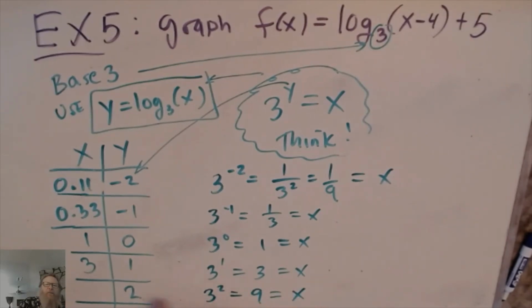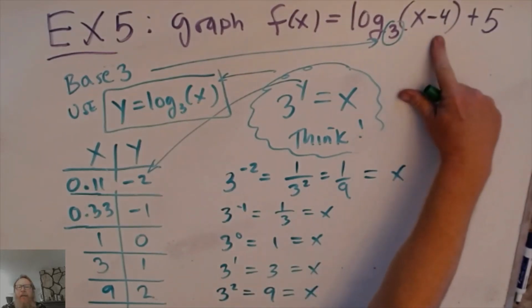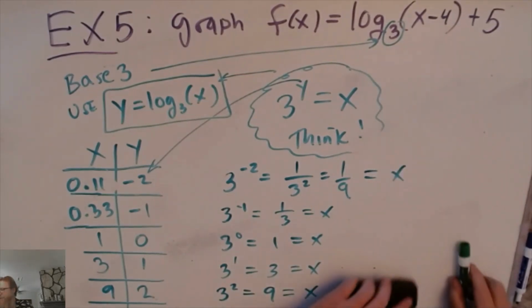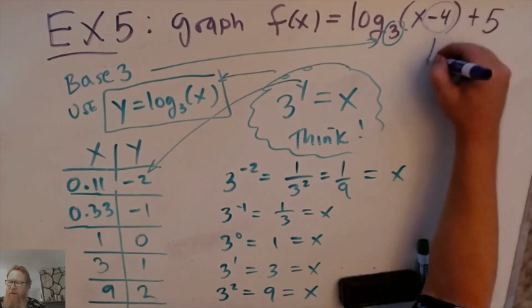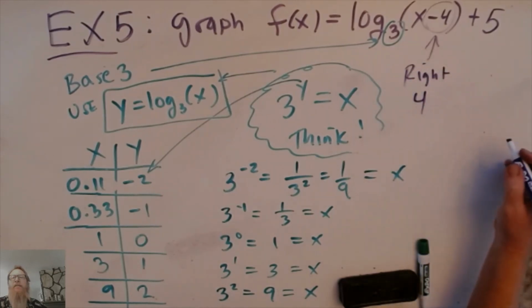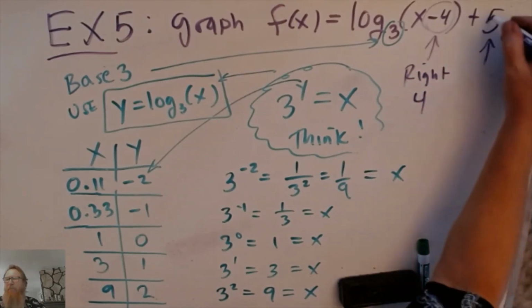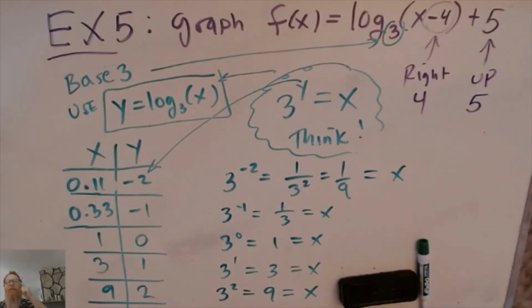So the last one would be 3 squared, which is 9. So this is our MF. This is our mother function. Now we're going to come back over here and do our transformations. All right, so -4, that's going to go right 4 units. Remember, opposite. And then +5, we're going to go up 5 units.